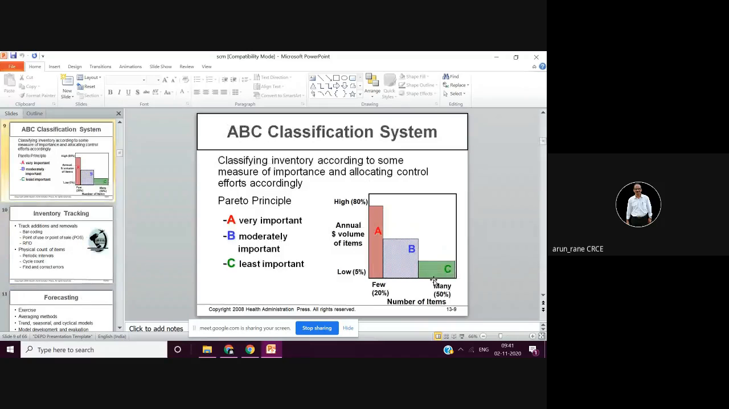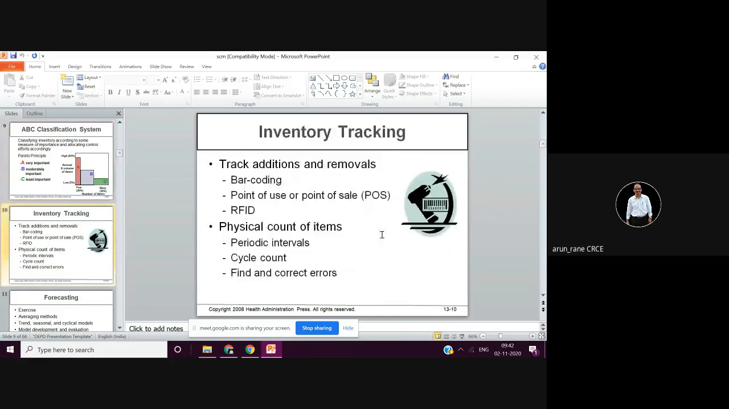In the ABC classification system, this graph is important. For a short note, ABC classification covers a very small quantity but the majority of the cost, which comes under A. Then inventory tracking: how inventory can be tracked, using barcoding or point of use or point of sale, where the components are to be used. You have to keep the inventory there itself.